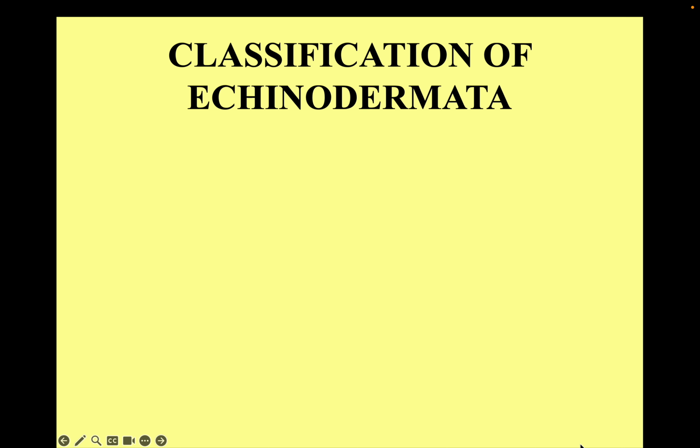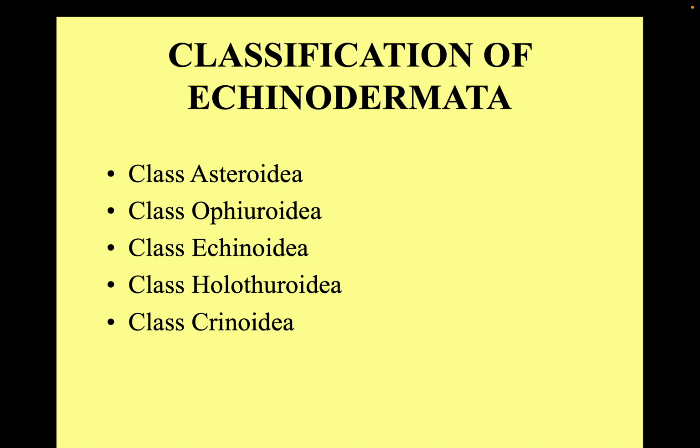So, to complete our recorded lecture on echinoderms, let's cover representative examples or species under the different classes, and let's take note of the key characters of these major classes. So there are five: Asteroidea, Ophiuroidea, Echinoidea, Holothuroidea, and Crinoidea.